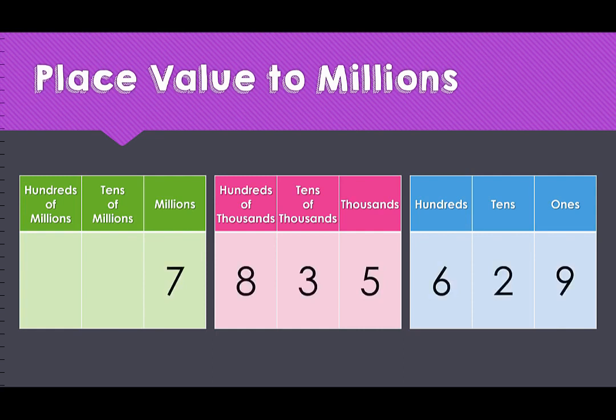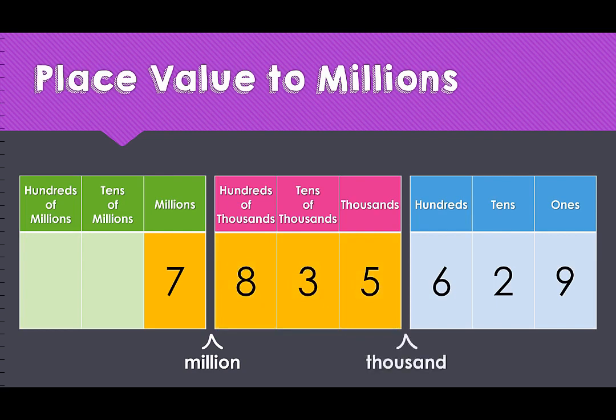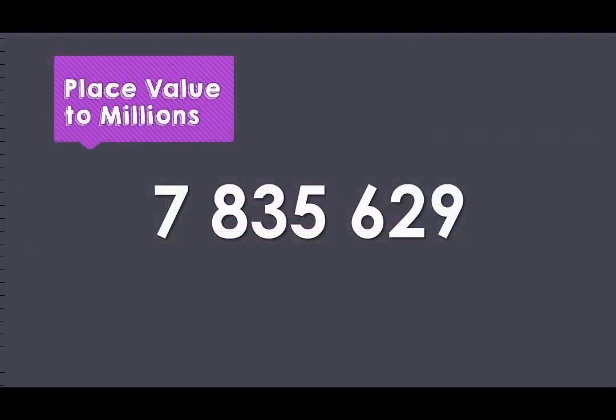How would you read this number? Well, here we have a 7 in the millions column. So we would say 7 million. Then we have our next group of 3 digits in the thousands set. So we would read this as the 3-digit number 835,000 because it's the thousands set. And then finally, our last set of 3 digits, 629. So again, we would say 7,835,629.